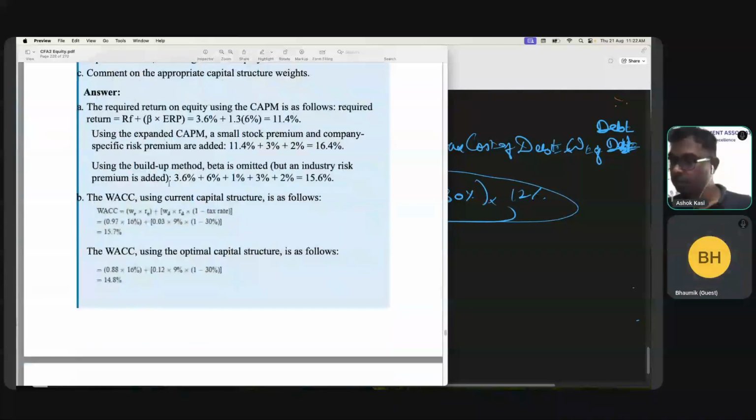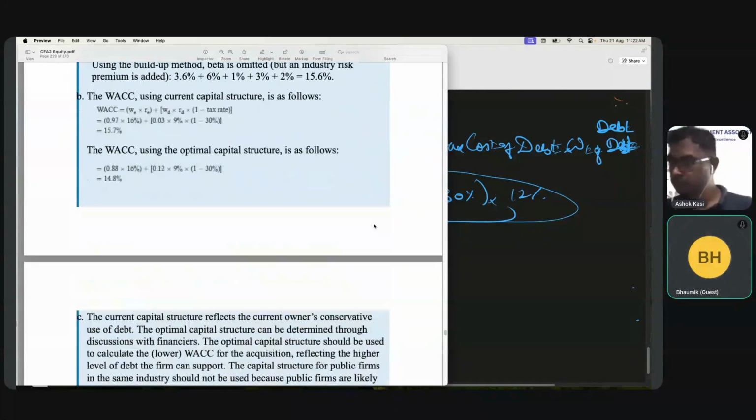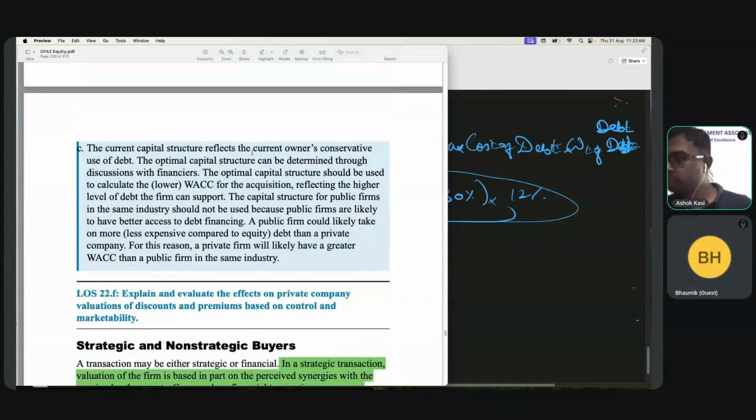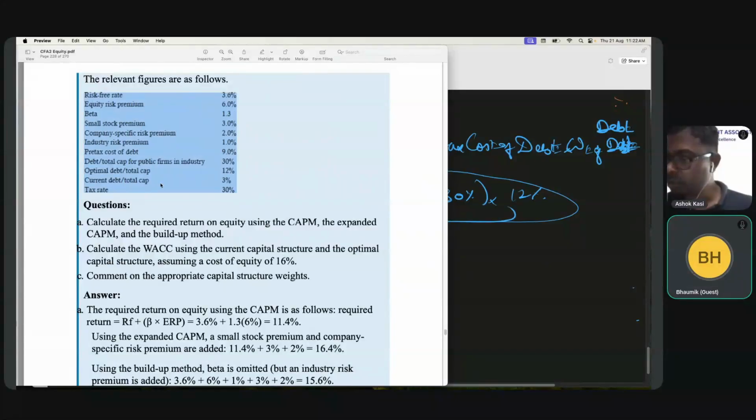Okay, there is one more question. Comment on the appropriate capital structure weights. What we have is the current capital structure. No, here it is, current total debt to capital 3%. So that means they have to increase debt.